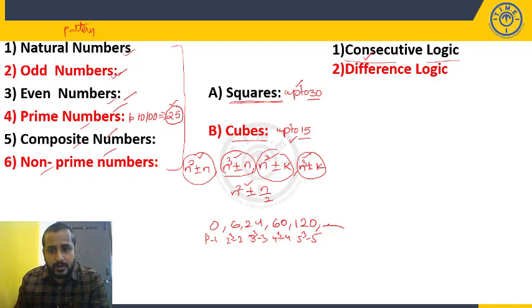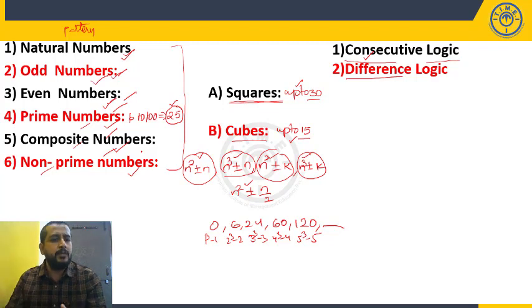Now, the difference can be of what? Difference can be consecutive natural numbers. Difference can be consecutive odd numbers. Please observe the way. A difference can be consecutive even numbers. Difference can be consecutive prime numbers. Difference can be consecutive composite numbers. Difference can be of non-prime numbers also.